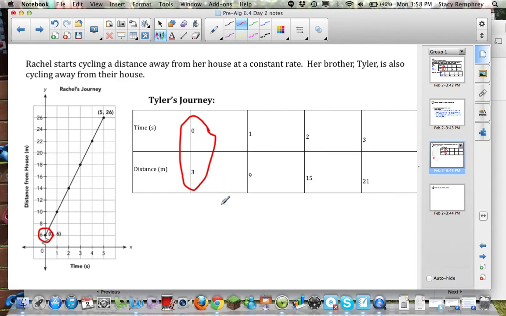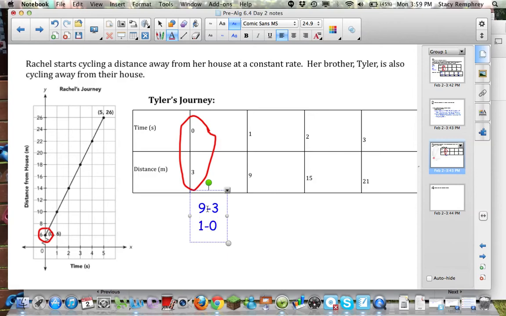Then we're going to look at the rates. Okay, when I do Tyler's rate, I'm going to make sure that I subtract 9 minus 3 over, it's hard for me to do the over part, so 9 minus 3 over 1 minus 0. And that gives me 6 over 1, or 6 meters per second.